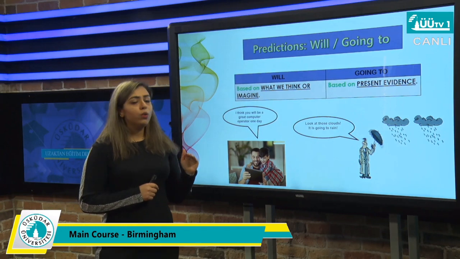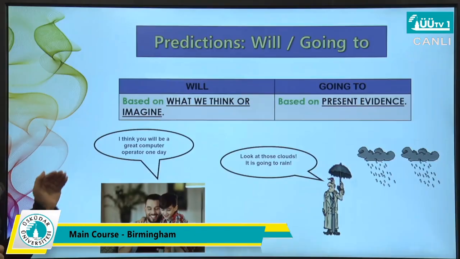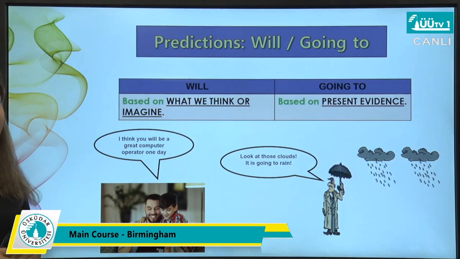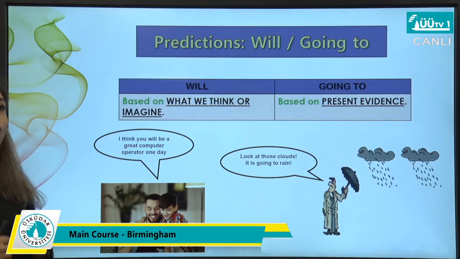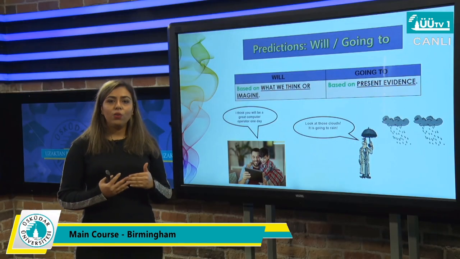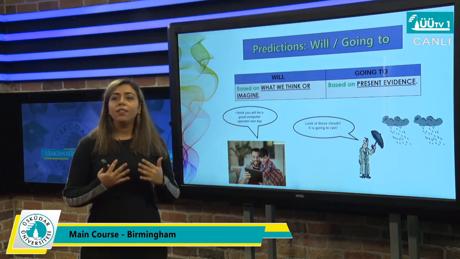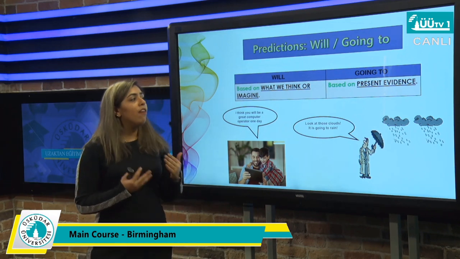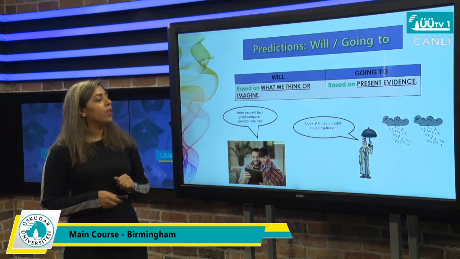But it's different with going to. With going to, we use this form for predictions also, but here we have present evidence. We are sure about it. For example, look at those clouds. It's going to rain. So, when you see the clouds, you can predict that it's going to rain soon in the future. So you have evidence about this.